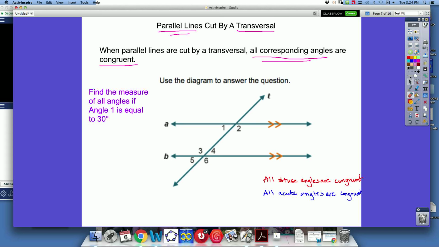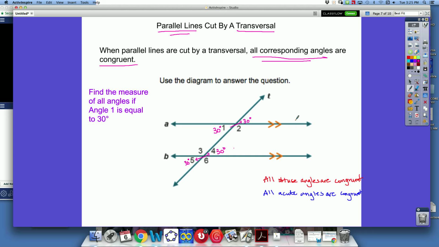So if we look closer, this problem tells us angle 1 is 30 degrees. So if angle 1 is 30 degrees, that means the one across from it is also 30 degrees. And then we already said the corresponding angle to 1 is 5, so that means 5 is also 30 degrees. And if 5 is 30, that means 4, which is vertical, and corresponding to that one is also 30. So now we know all the acute angles.